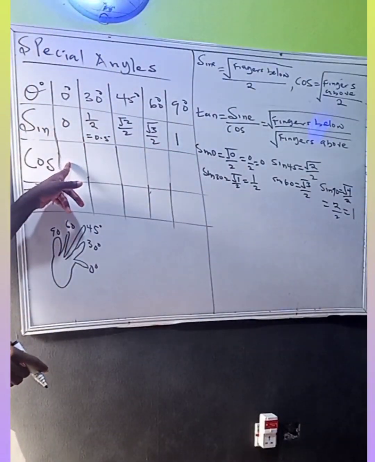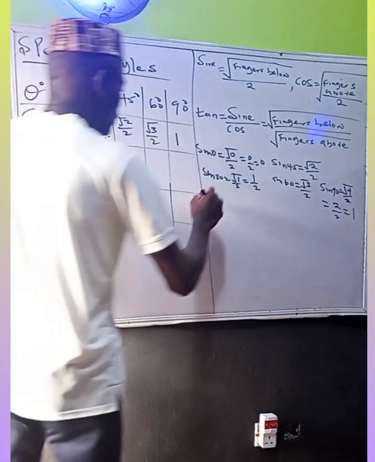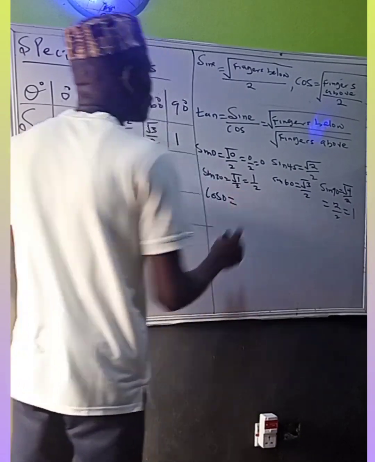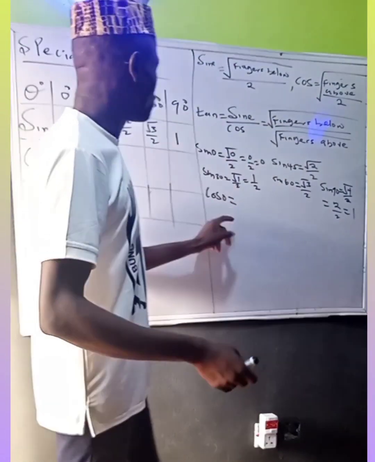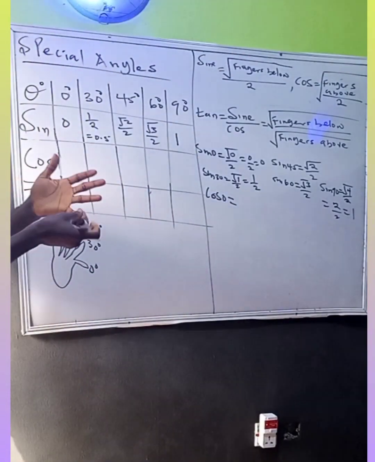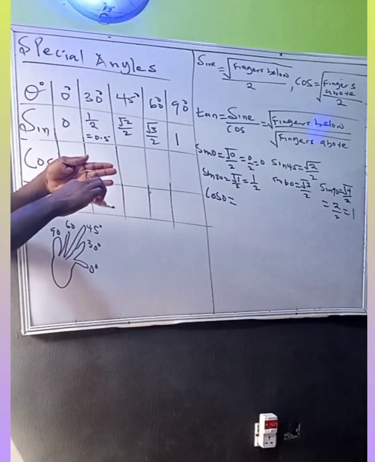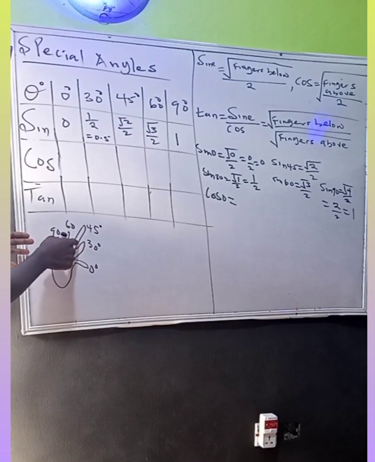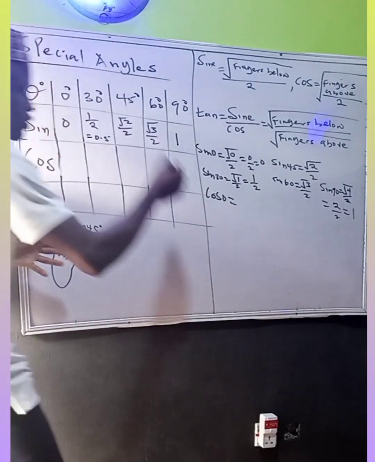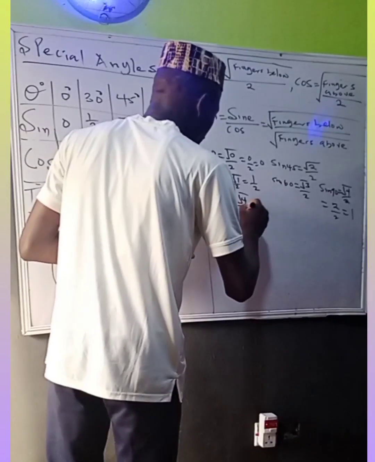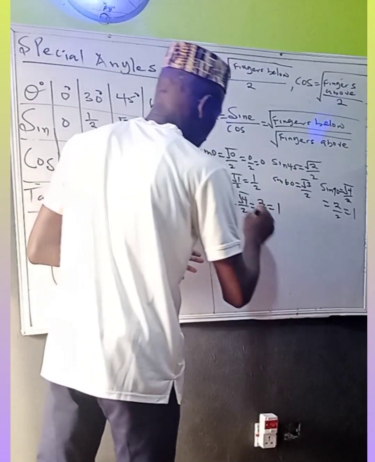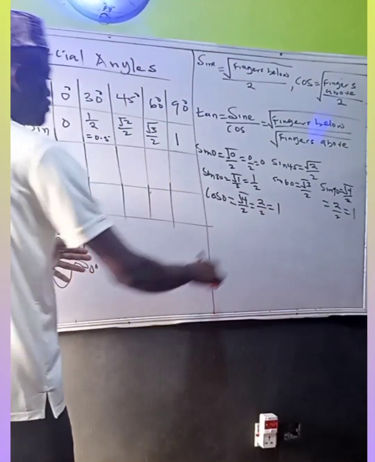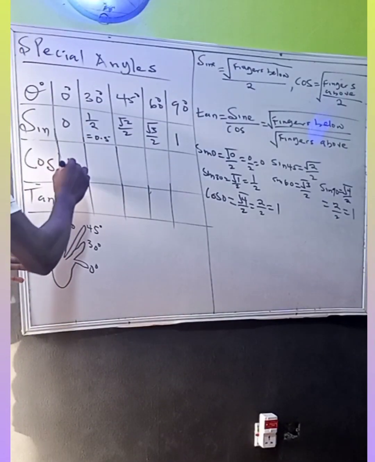Let's move to cosine. For cosine, the formula is the square root of fingers above divided by 2. For cos 0, this is angle 0. How many fingers do we have above that angle 0? 1, 2, 3, 4. So it becomes the square root of 4 divided by 2, which is 2 divided by 2. The answer is 1. So cos 0 is 1.